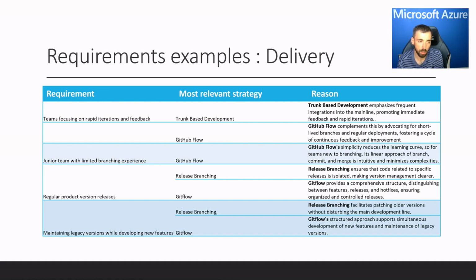Next requirement, regular product releases, release branching, and Git flow ensures that code is isolated for specific releases with a release branching strategy. I think this is actually a duplicate from the previous slide, but ultimately Git flow, comprehensive structure and distinguishing between features, releases, and hotfixes. And then maintaining legacy versions, release branching, and Git flow.